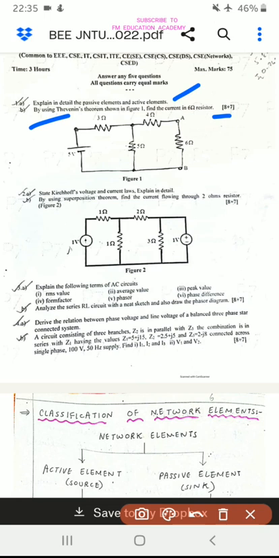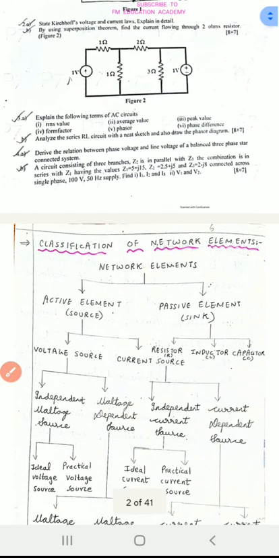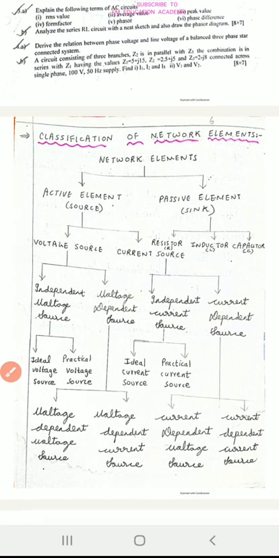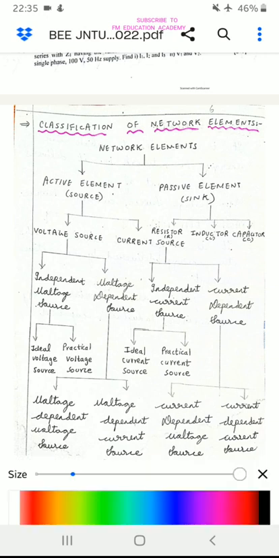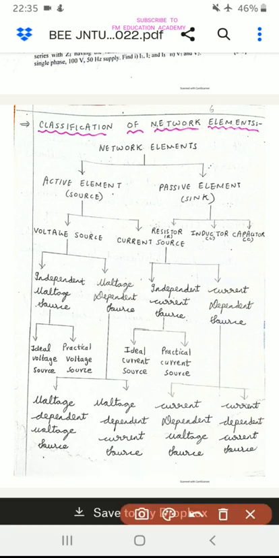I am actually a B.Tech teacher, a basic electrical engineering teacher. So in my class, when I taught this, I taught this answer in a very detailed manner. So I will share the notes which I had taught in the class.